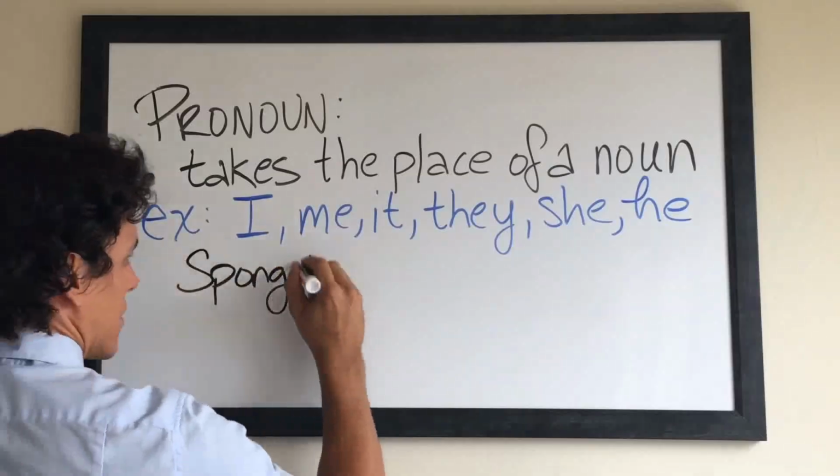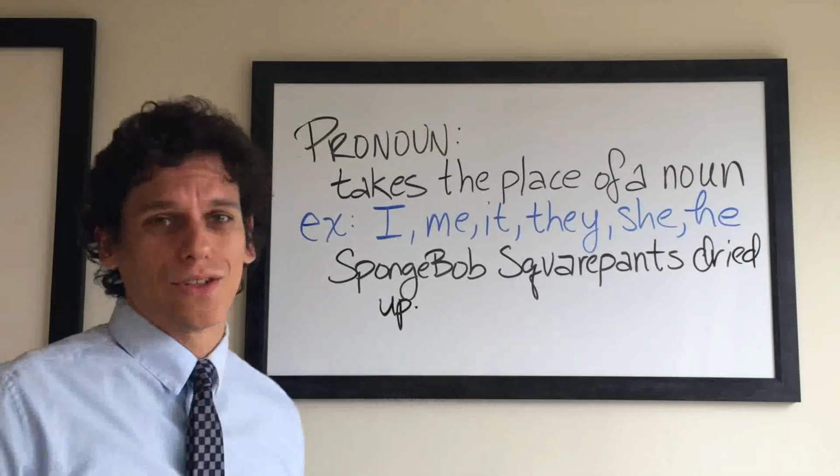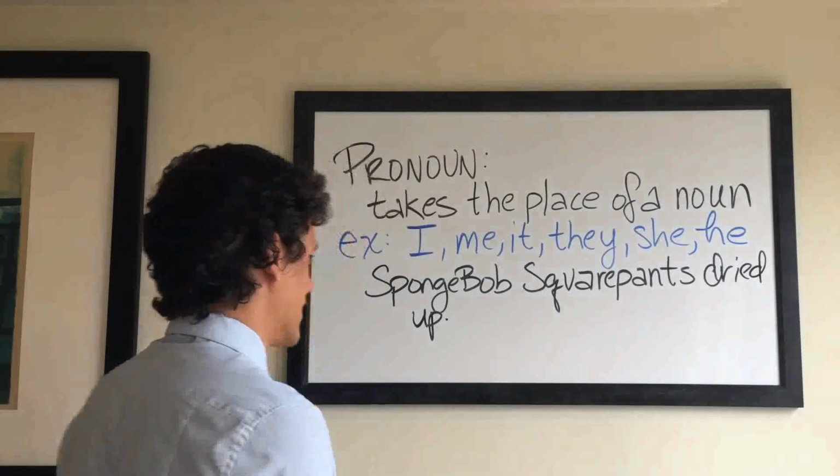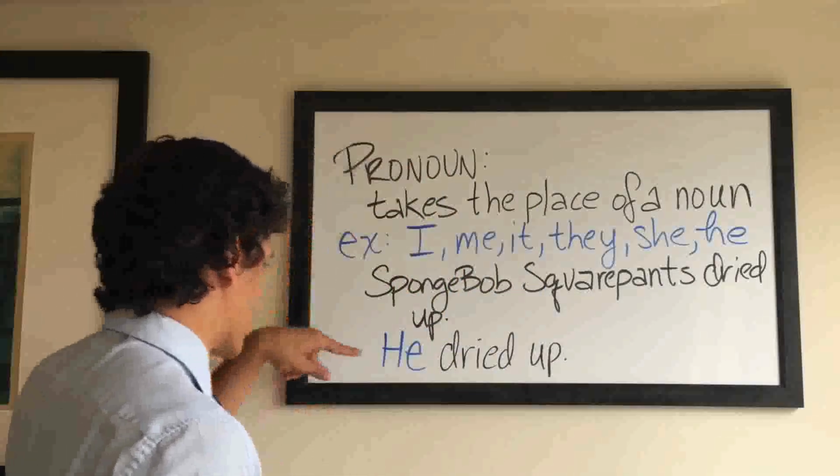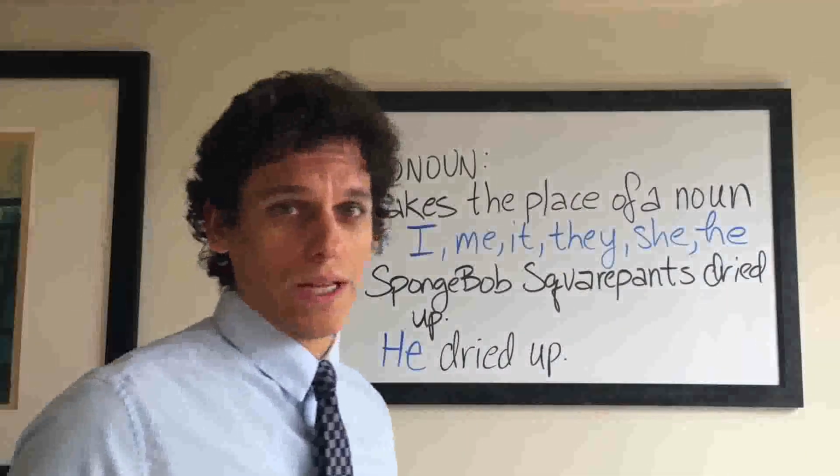Etc., etc. That's too long to write, so instead, I just say he dried up. Pro means for, so our word goes for the noun. It goes in place of it. Pronoun.